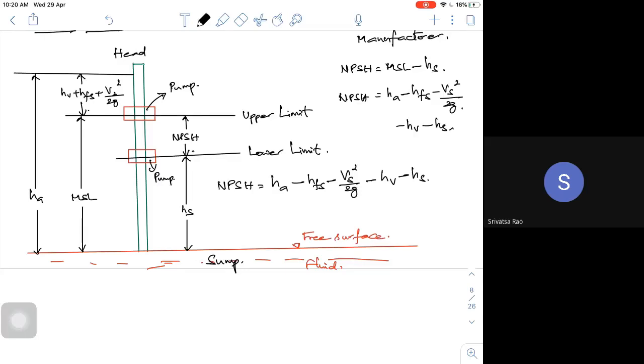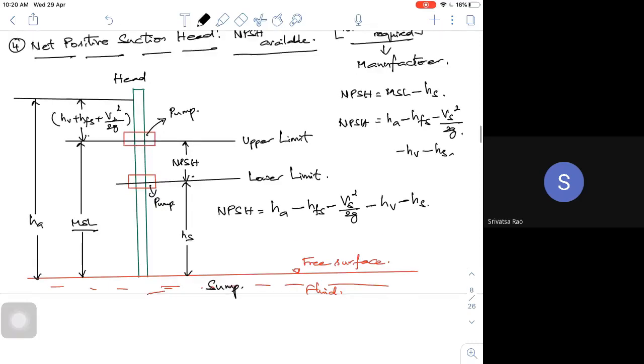Now the maximum suction lift will clearly give me what should be my height. What is MSL actually? Maximum suction lift is the height at which the pump has to be placed above your free surface, with respect to the center line. Then I do have some losses: HV, HFS, V2 square by 2g, they are all losses. And we have HA minus those, which will give my MSL. Already we have an equation: your MSL is given by HA minus HV plus HFS plus V2 square by 2g.